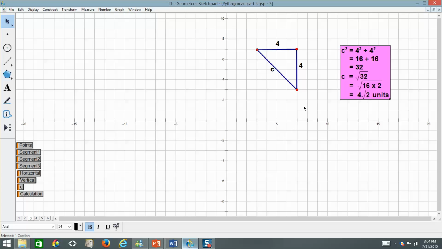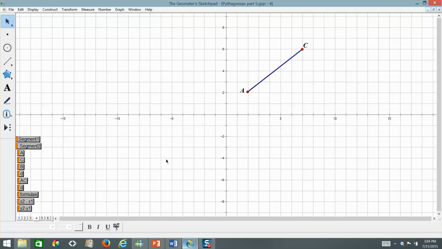Here is the calculation. C squared is equal to 4 squared plus 4 squared, is equal to 16 plus 16, is equal to 32. So C is equal to the square root of 32. We know that it is not a perfect square root. So we change 32 to 16 times 2. And the square root of 16 is equal to 4. So the result is 4 square root of 2 units.